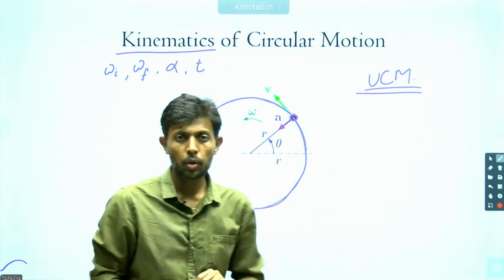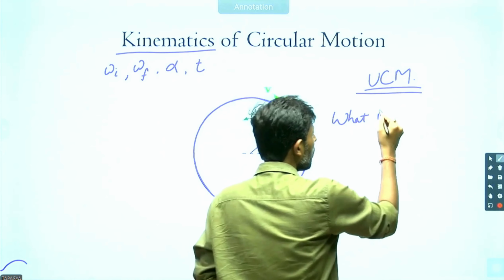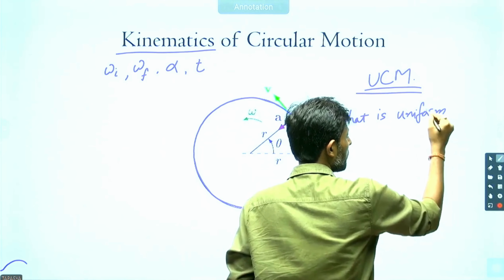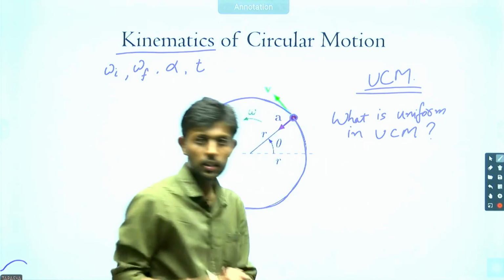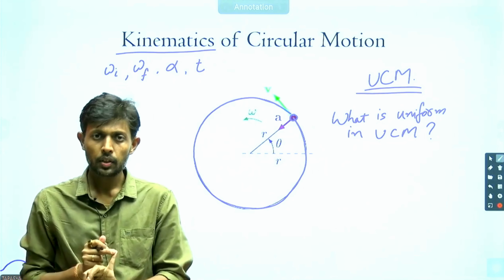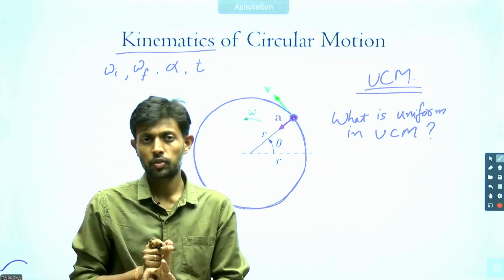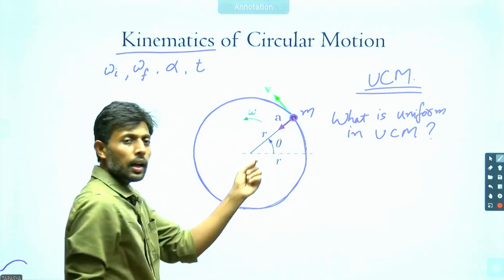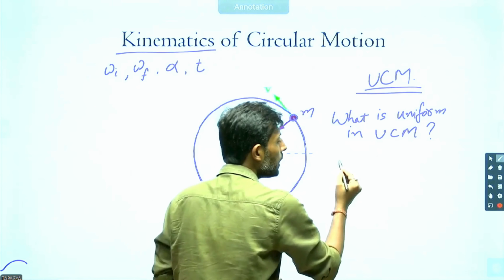What is uniform circular motion? What is uniform in uniform circular motion? Is it the velocity that is uniform? Is it the acceleration that is uniform? Or is it something else that is uniform? Let's take a look at that. Uniform circular motion is a motion where speed is uniform.